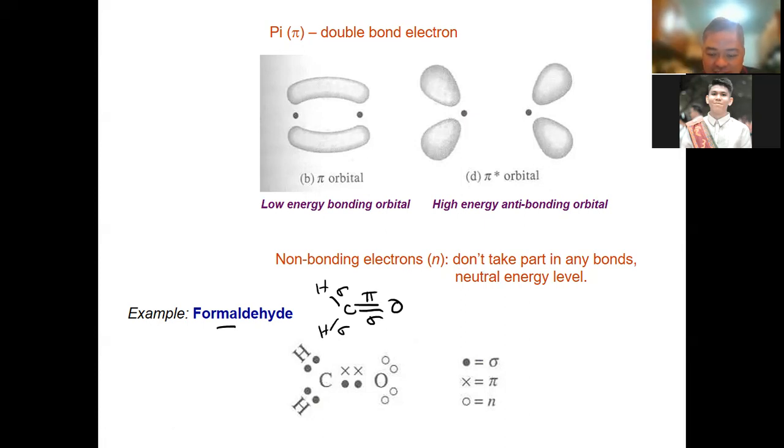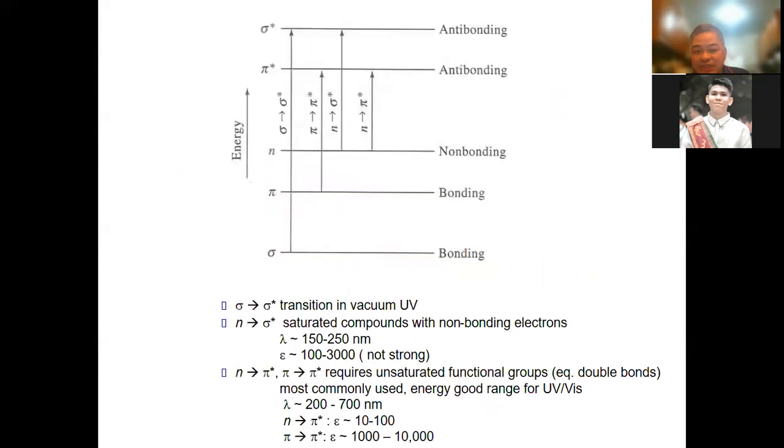So if you're going to look at the electronic transitions that you have for a formaldehyde, you have a sigma and a pi interaction. Okay, and since you also have a lone pair, you also have the n, the non-bonding interaction. Now this is very helpful, because based on this interaction, you can see changes in the absorption.